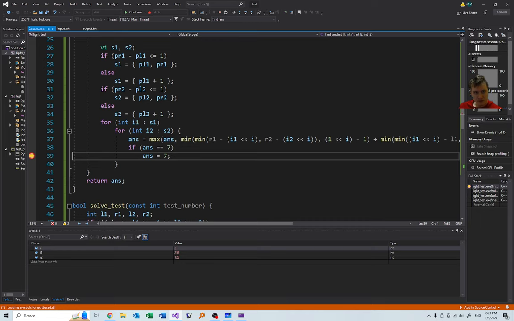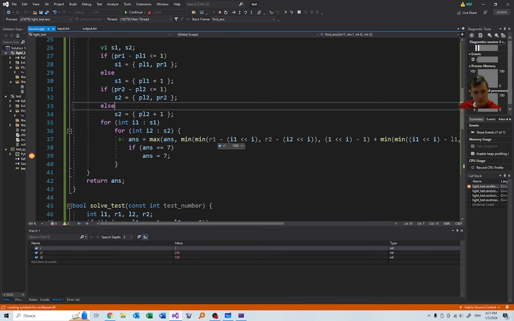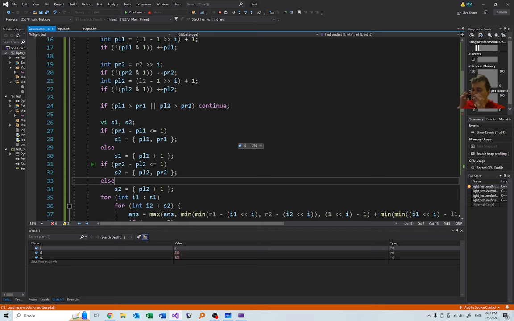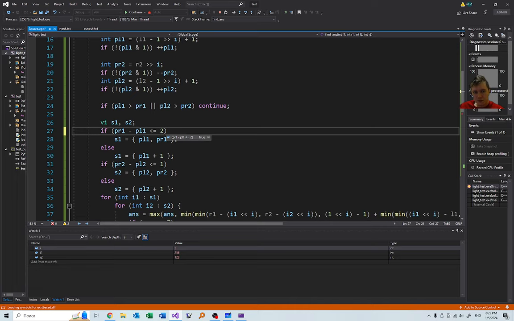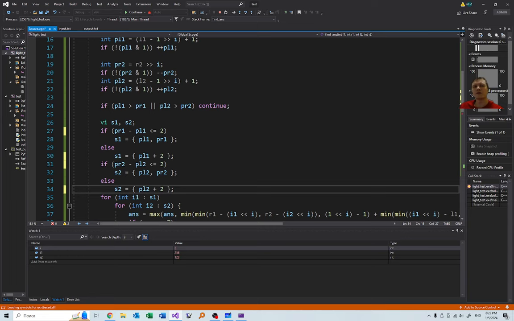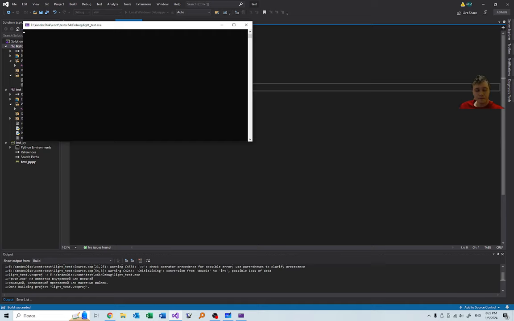It says that we check i equals 2. Oh my god, oh my god. So these numbers are odd. These numbers are odd. So actually, if it is at most 2, we put this and otherwise this. So this is the correct approach. Why didn't I see this before? Such a stupid mistake.